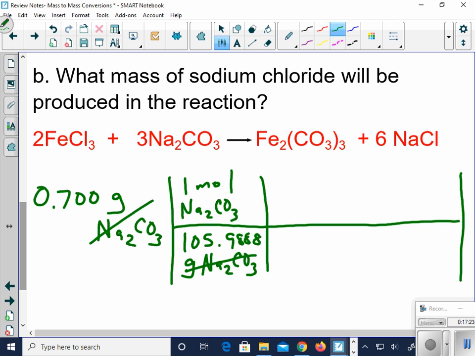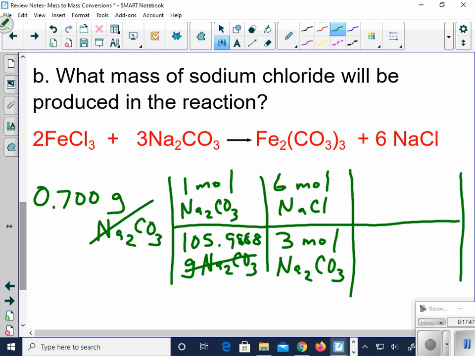Now here's where I go different because I'm converting it to a different substance. I'm trying to find sodium chloride. So on top, I'm going to put 6 mole of sodium chloride. On bottom, I'm going to put the 3 mole of sodium carbonate. My moles of sodium carbonate cancel. So now I've converted this into moles of sodium chloride.